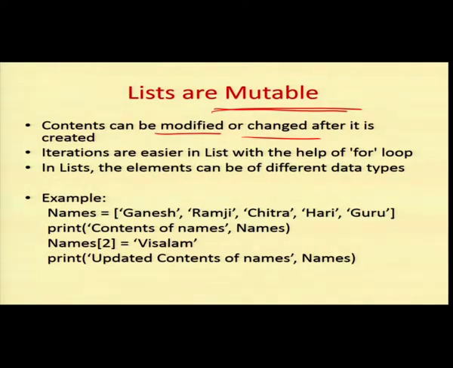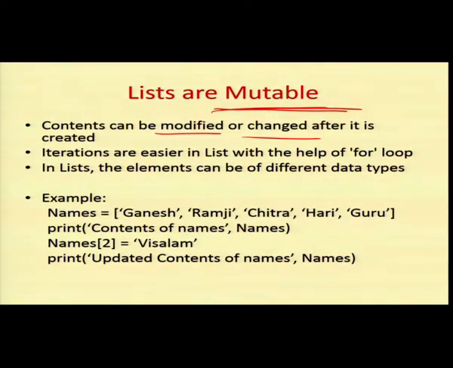My dear viewers, that is the reason I said at the fag end of this session we will be seeing what are mutable data types and what are immutable data types, and we will be seeing certain differences between them. So, kindly make a note of it. These lists are all mutable. That means the contents can be modified or changed after it is created.